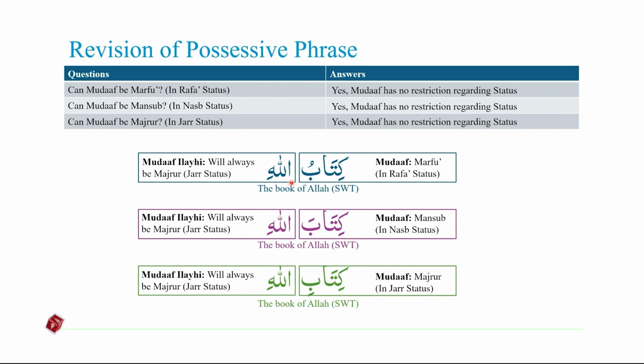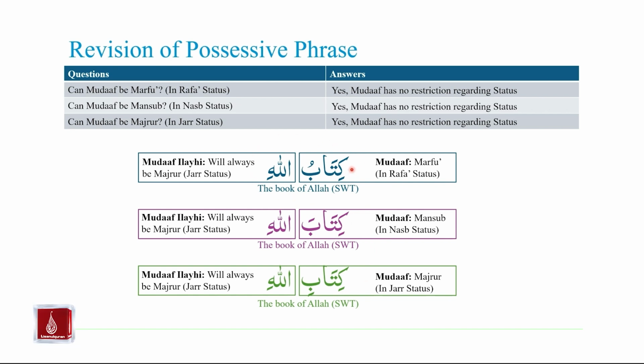In Kitabullahi, mudaf ilay is in the jar status. In Kitaballahi, mudaf ilay is majroor or in the jar status. And in Kitabillahi, mudaf ilay is majroor or in the jar status. So we see that the status of mudaf ilay will always be majroor or in the jar status. However, the status of mudaf can change from rafa to nasab to jar. Since mudaf can be marfu, mansoob or majroor, murakkab izafi can also be marfu, mansoob or majroor.